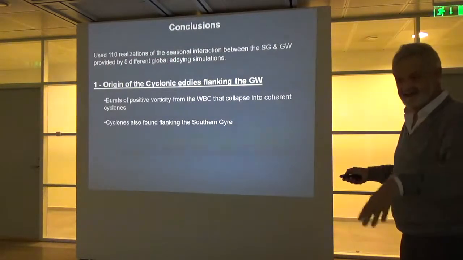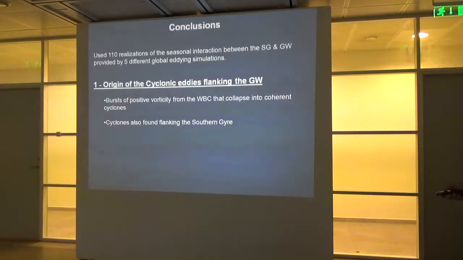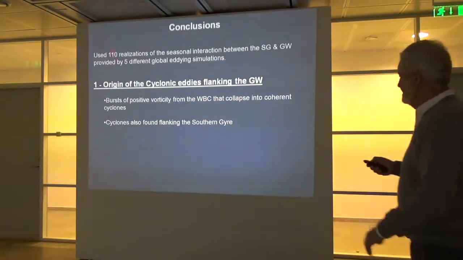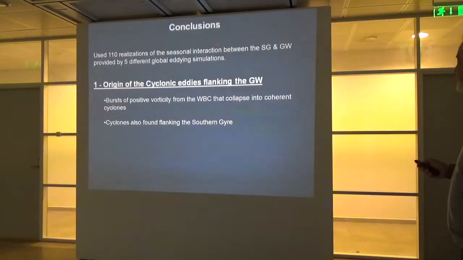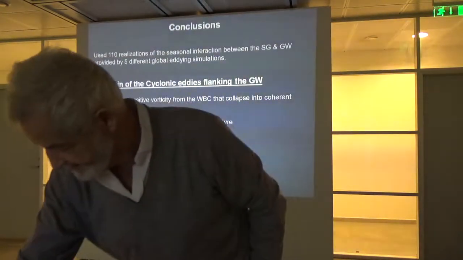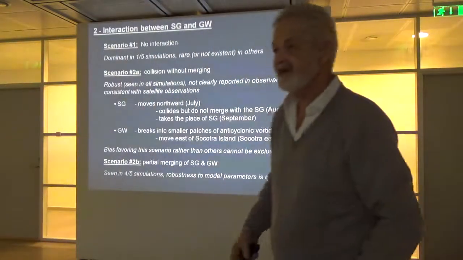If you go back through my slides, I never talk about ensemble, because ensemble in mathematics and statistics has a bit different meaning. It's not that because you have many realizations, you have an ensemble. But I have 110 realizations of a process provided by 5 different global leading simulations. I should have had them with the same numerical model. That's an important thing. So the origin of the cyclonic eddy flanking the Great Whirl: bursts of positive vorticity from the western boundary current that collapse into coherent cyclones. This is a common result that all models show, and I think the model is fine on this process.